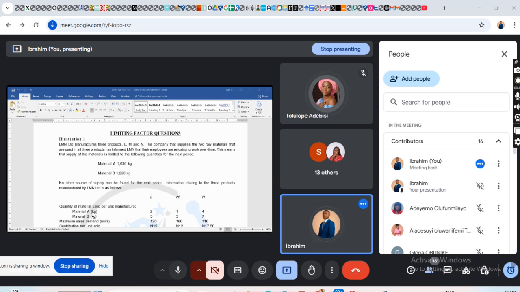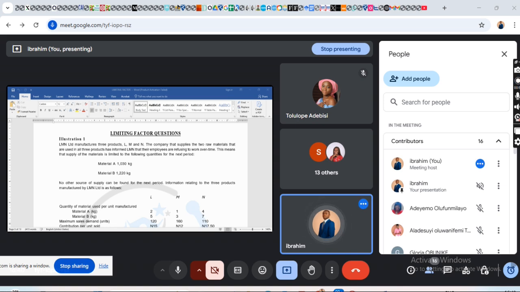So in today's class, we shall be looking at limiting factor with minimum guarantee. Class, this is a question. This question is also examinable. For every limiting factor, you may have what we call minimum guarantee or a special order for a customer. Special order, or minimum guarantee, means that you should give this customer 50,000 units.